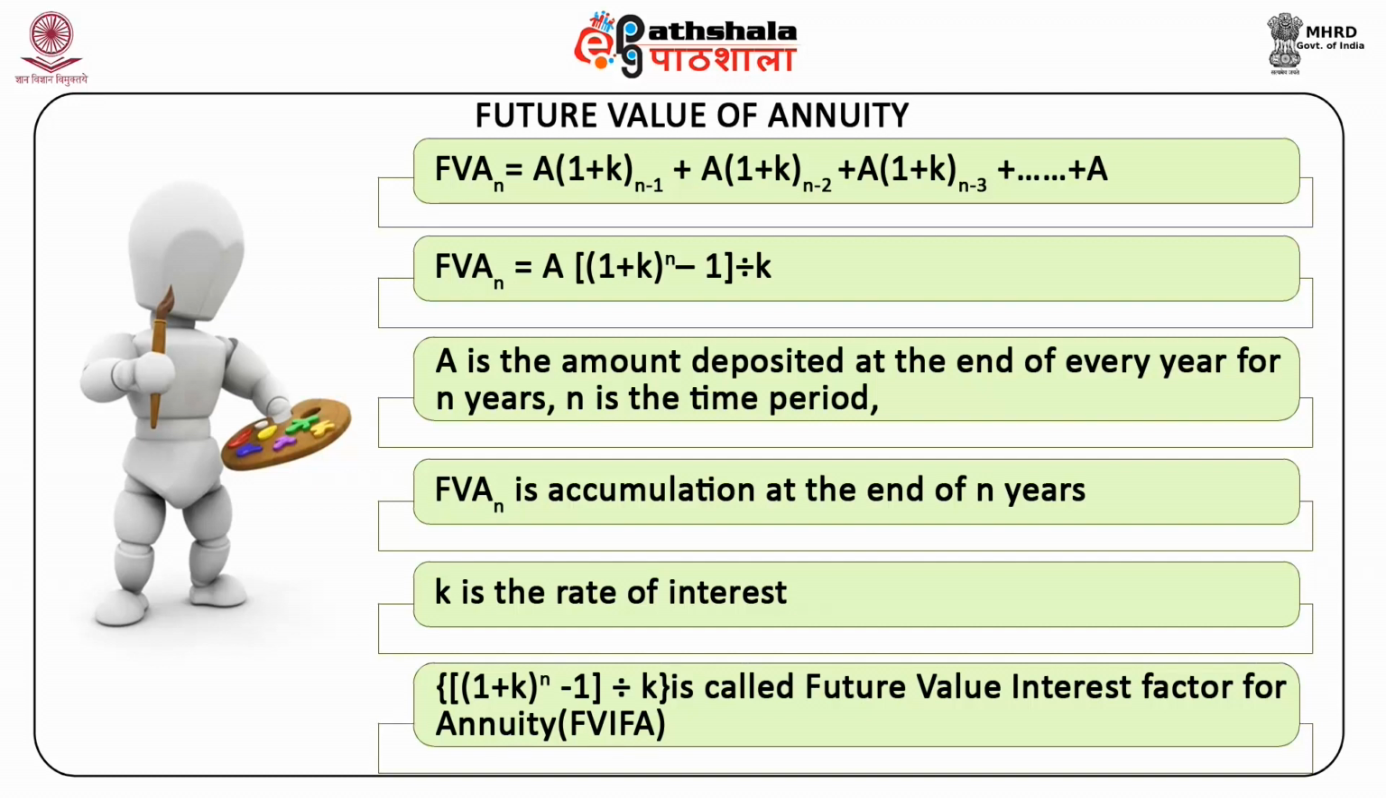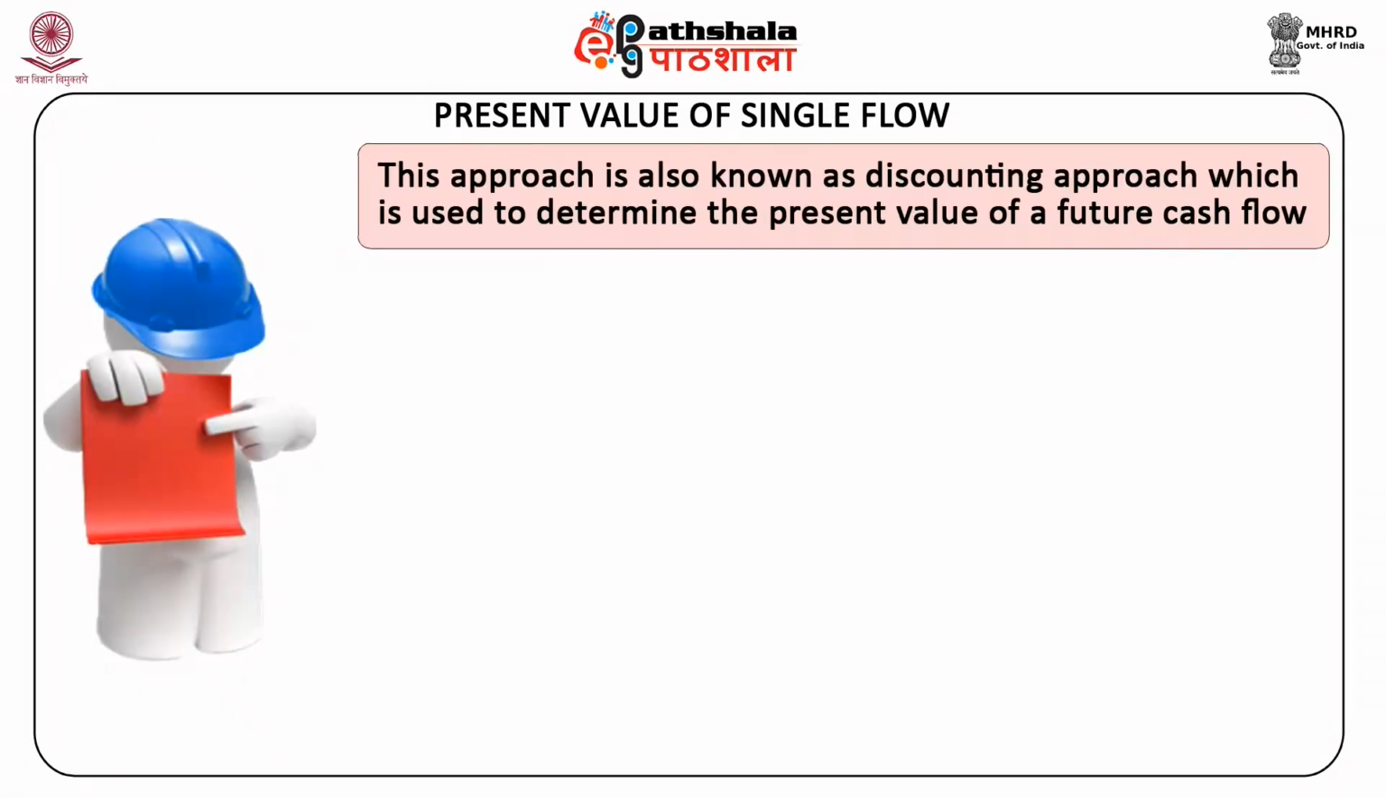Example: A deposits rupees 2000 per annum at the end of every year as life insurance premium for the next 20 years. Calculate the future value of the annuity at a 10% rate of interest at the end of 20 years. Solution: 2000 multiplied by FVIFA 10,20 is equal to 2000 into 57.275, which is equal to 1,14,550.